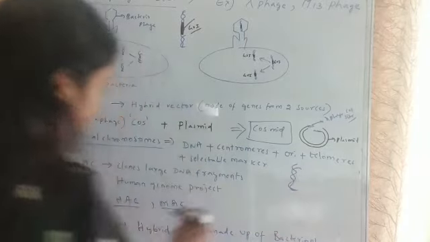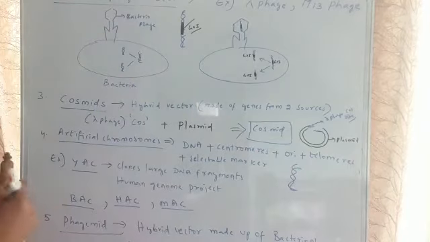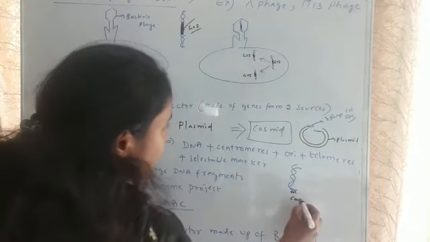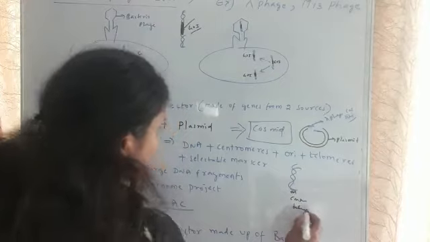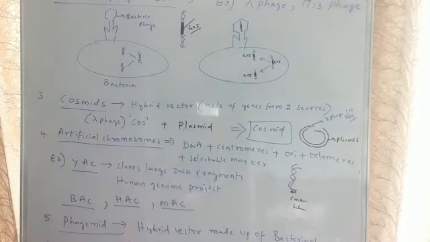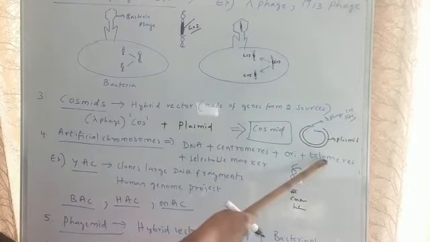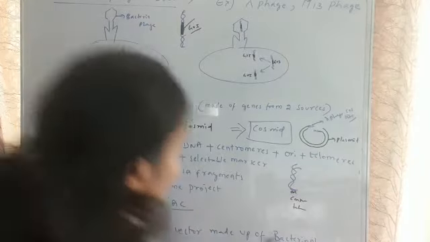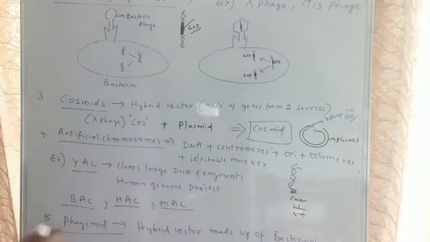DNA we add the ORI region, origin of replication region, we are adding centromeres, we are adding telomere region. Why telomeres? So that the DNA should be in a linear fashion. So that is the reason why we are adding telomeres, and we also add a selectable marker.